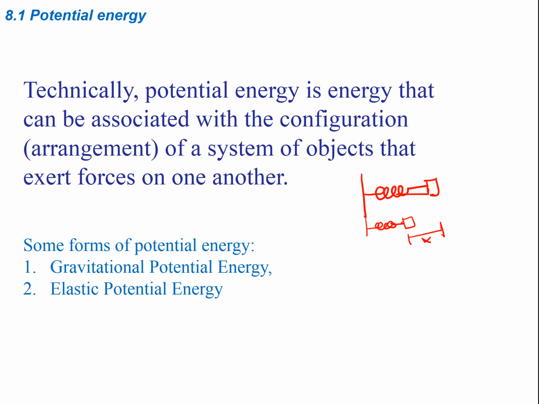Now, if you're talking about gravitational potential energy, then you have, here's the ground, and you have maybe an object here, and you lower it to here, you're changing the potential energy by this much. So the potential energy really depends on the arrangement or the position of objects. Like we said, the two most common forms are gravitational and elastic, which is our spring.